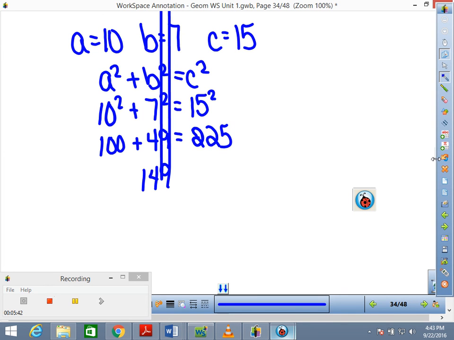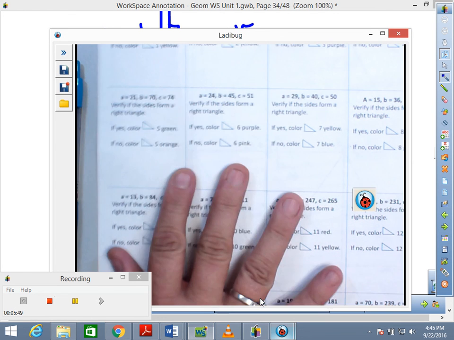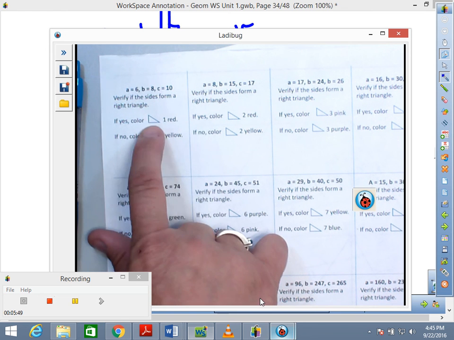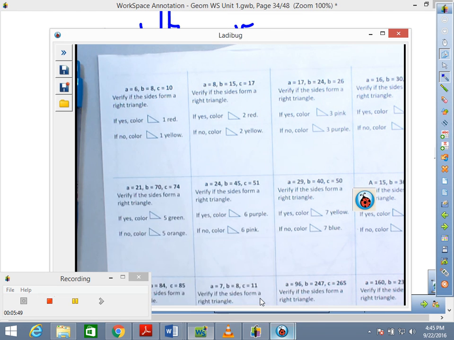So on our worksheet, since you know it's not a right triangle, then we would say, if yes, it is a right triangle, you'd color it red. If no, you'd color it yellow. So the sub has these.